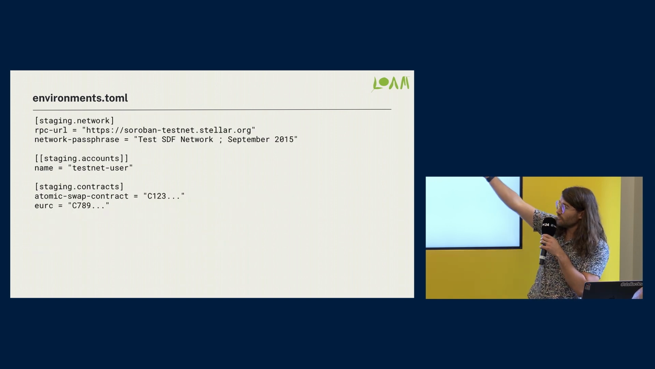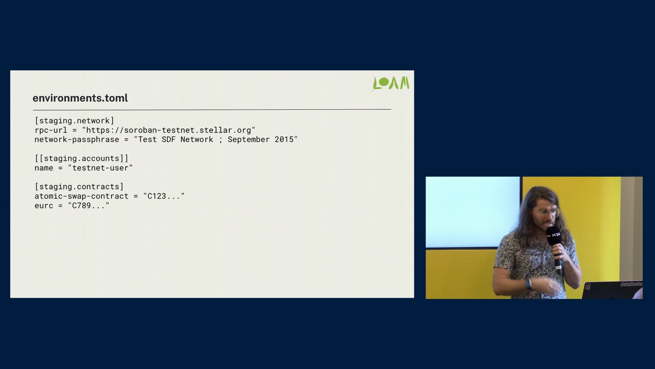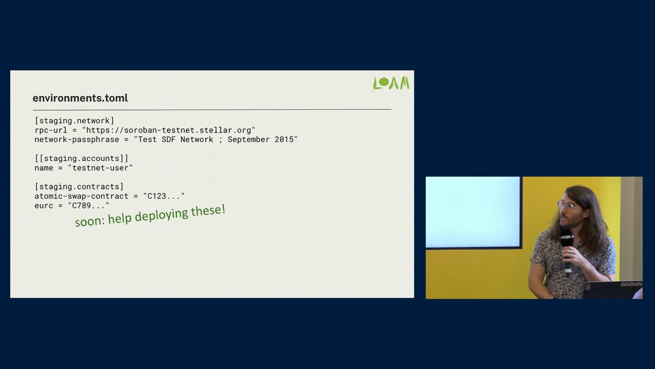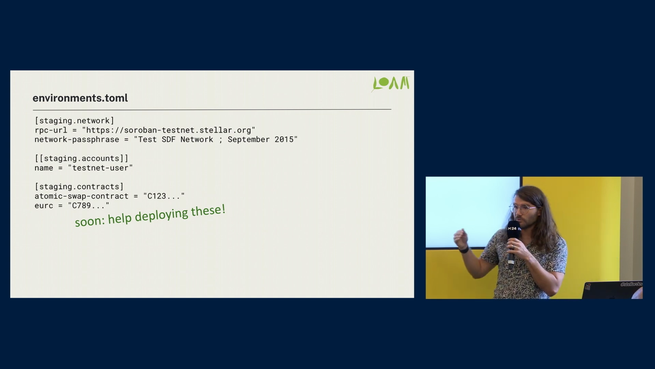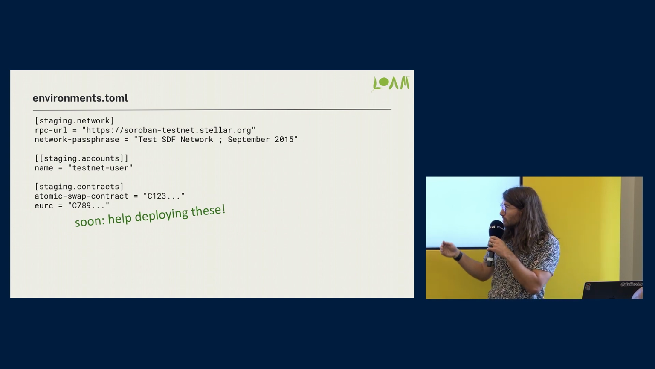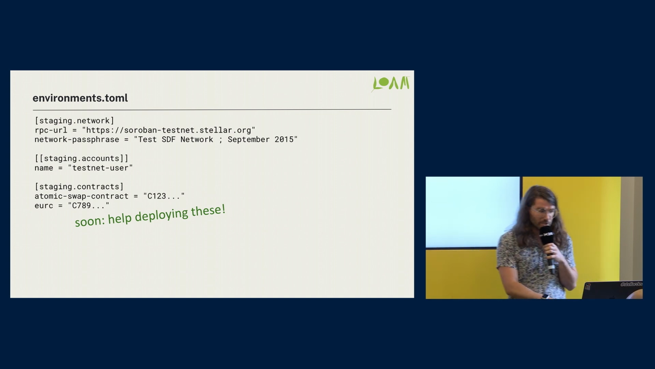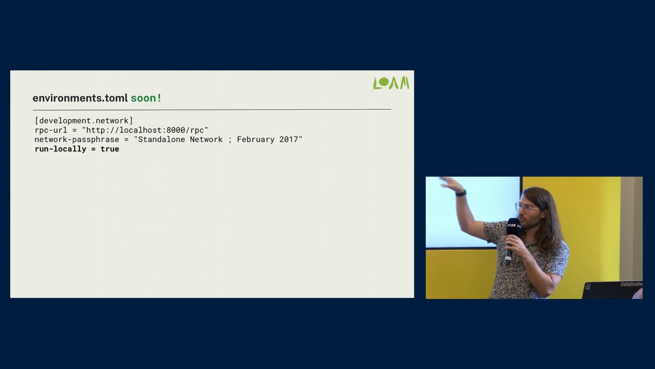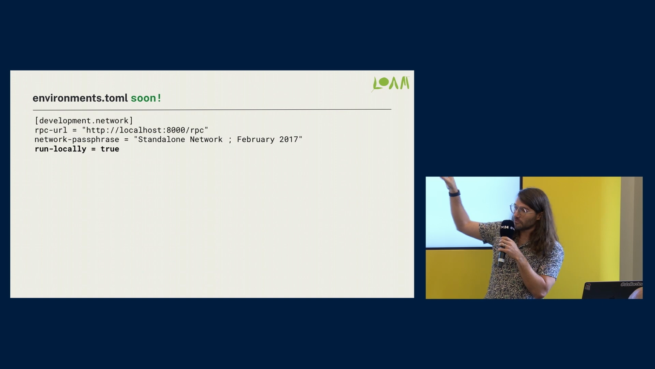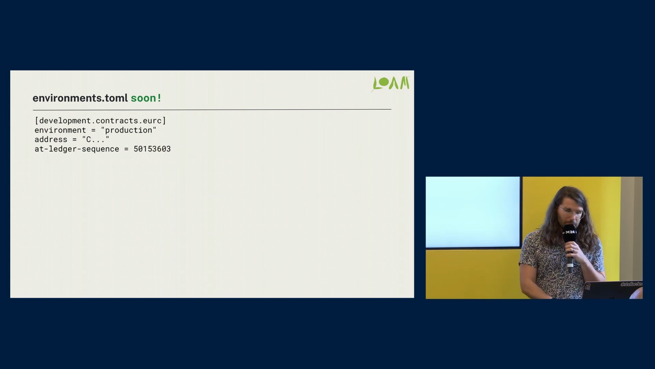You can also define other environments like staging, where you probably want to use testnet, and production, where you use pubnet. And soon, integrating smart deploy functionality, we will also help you upgrade your smart contracts and deploy them to public networks. Soon, we'll also help you run the local network automatically. Right now, you have to do it separately.